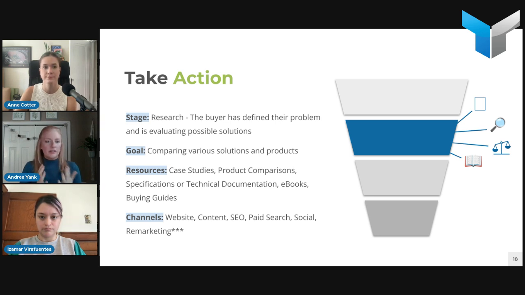The resources that you should be thinking about could be, and this is an example, so it may be different for different personas again, case studies, product comparisons, specifications or technical documentation, any kind of ebooks that you can offer them to alleviate some of their questions. Buying guides are really excellent at this stage as well, if you have that kind of resource.